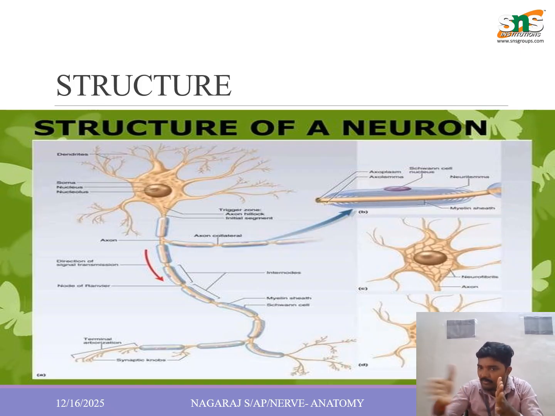The postsynaptic membrane opens the sodium channel, and sodium enters. It will go through the motor end plate, which is at the axon terminal. This is how the signal passes from one neuron to another at the neuromuscular junction. This is the normal structure of the neurons.